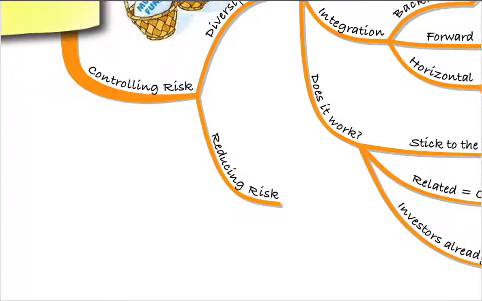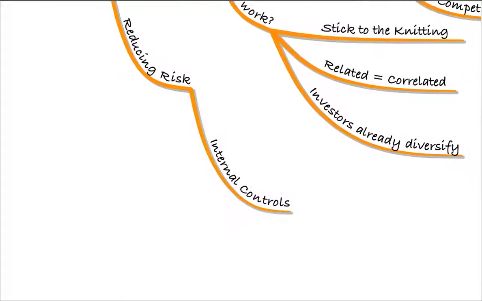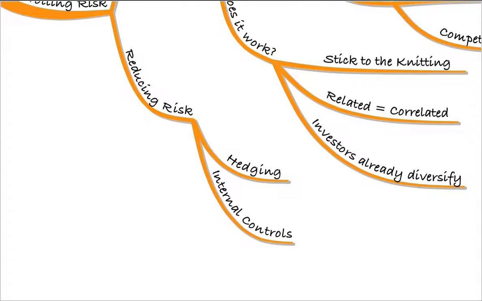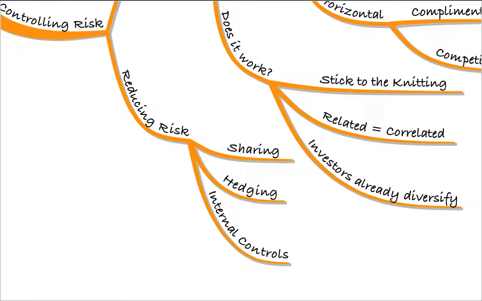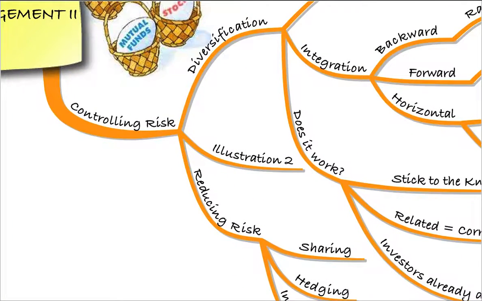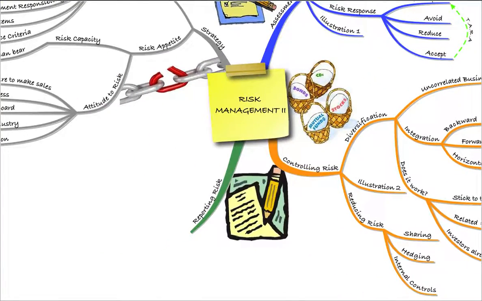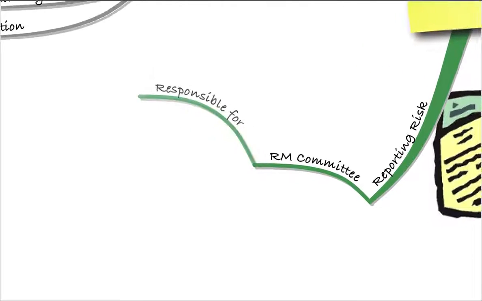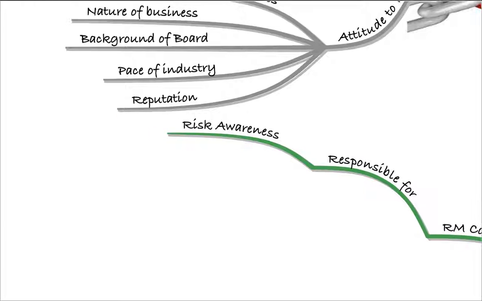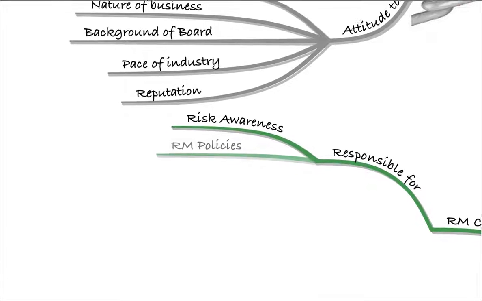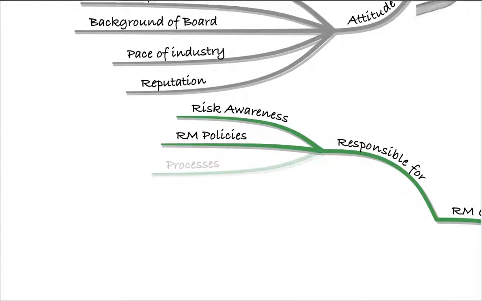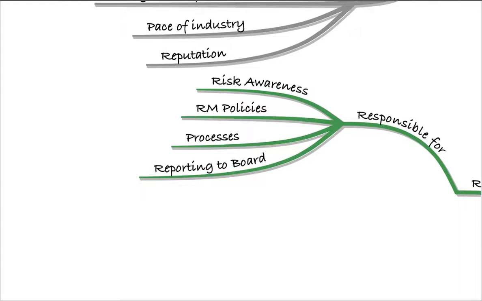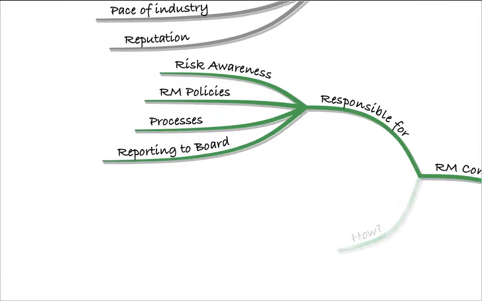So other ways that we can reduce or control our risk. Our internal controls will reduce the risk, hedging will reduce the risk, and of course sharing the risk with others will reduce the risk. The last thing we looked at in this session was reporting risks. So this related to the Risk Management Committee. Remember, the Risk Management Committee was responsible for risk awareness within the organisation, risk management policies, the processes involved, and reporting to the board.